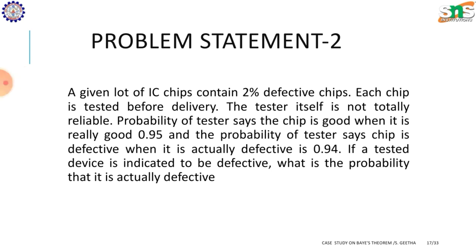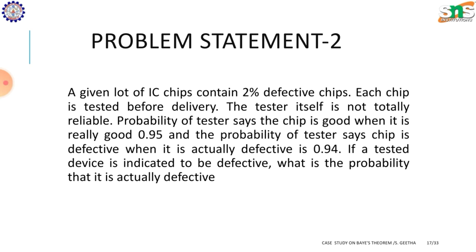Next, problem statement 2. A given lot of IC chips contains 2% defective chips. Each chip is tested before delivery. The tester itself is not totally reliable. Probability of the tester saying the chip is good when it is really good is 0.95. And the probability of the tester saying the chip is defective when it is actually defective is 0.94. If a tested device is indicated to be defective, what is the probability that it is actually defective?